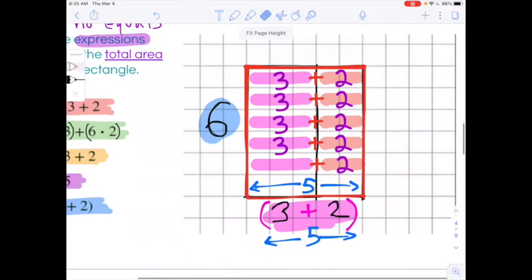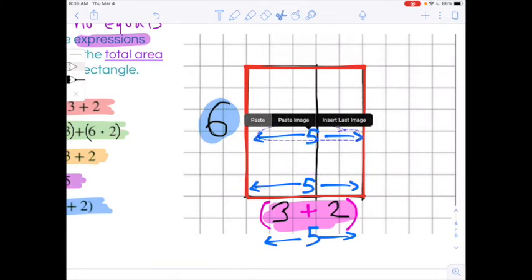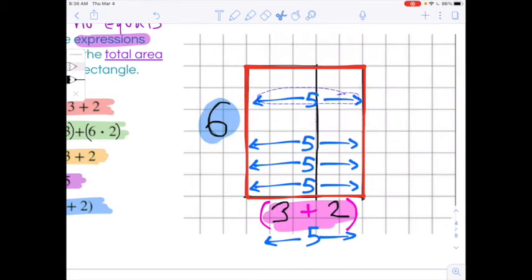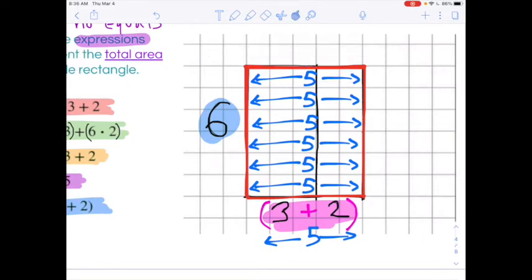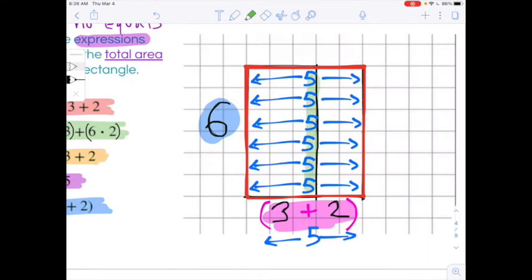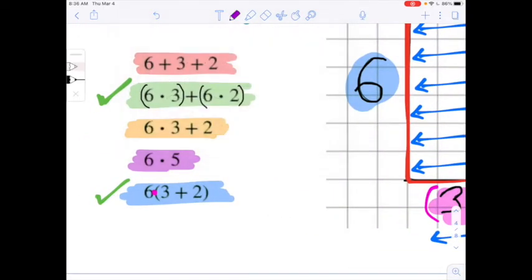So I'm going to replace all of those 3's and all of those 2's and the pluses with this 5 going across. Copy, paste, paste, paste, paste, paste. There. Now, what we have inside our rectangle is 6 repeats of 5. I can see them top to bottom. There are 6 repeats of 5, which means that purple one is also true.